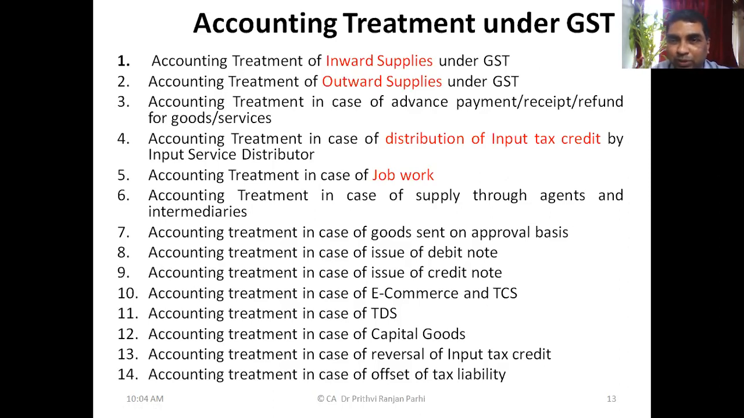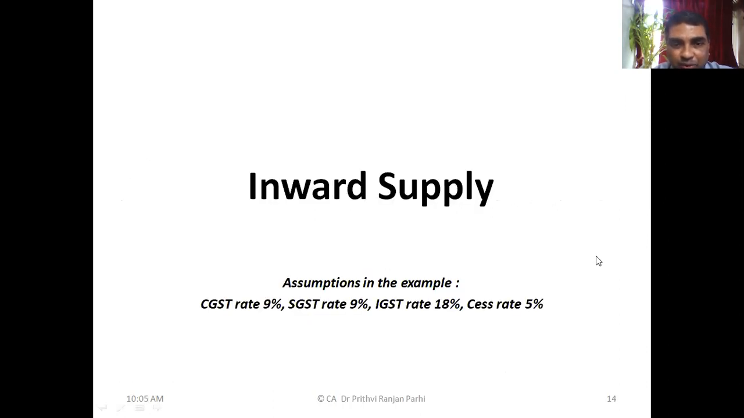Basic things we should know so that at least we can advise a businessman or an entrepreneur, or the outside community, that this kind of records has to be maintained and this kind of entries are to be made. Right? So at a very basic level, we'll be learning a few entries. First we'll see, for inward supply, what kind of entries are to be made. I'll be moving slowly, purposefully, so that you'll be able to digest the topic.